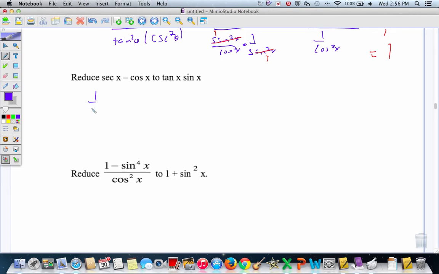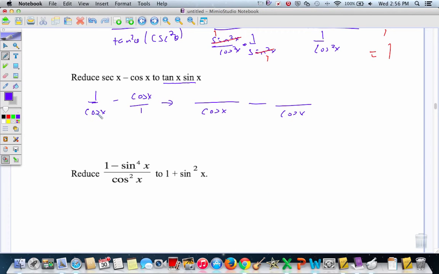Moving on, secant minus cosine is going to become tangent times sine. I don't know where else to start, so I'm going to change secant to 1 over cosine and leave cosine as it is, but for visual effect I'm going to put it over 1. Noting that I have 2 terms joined by subtraction here, and over here I have a single product, I want to try and combine these 2 terms into 1, which means I want to find a common denominator.